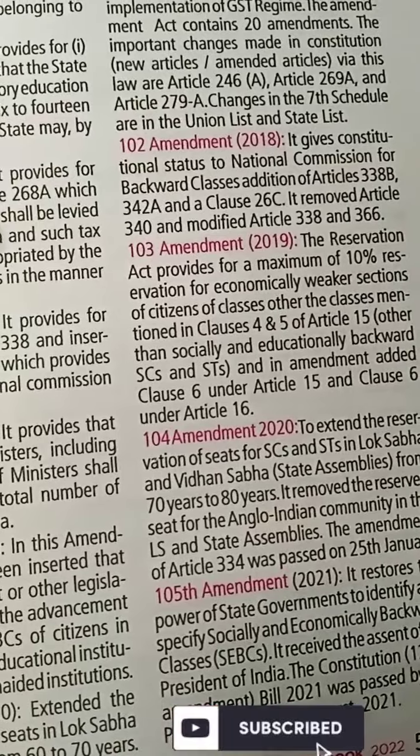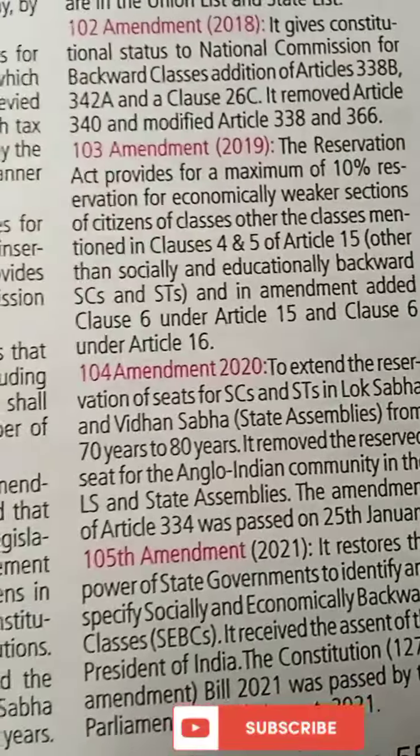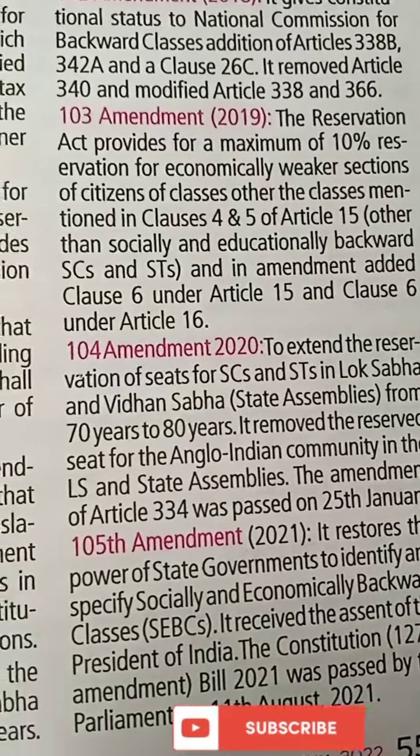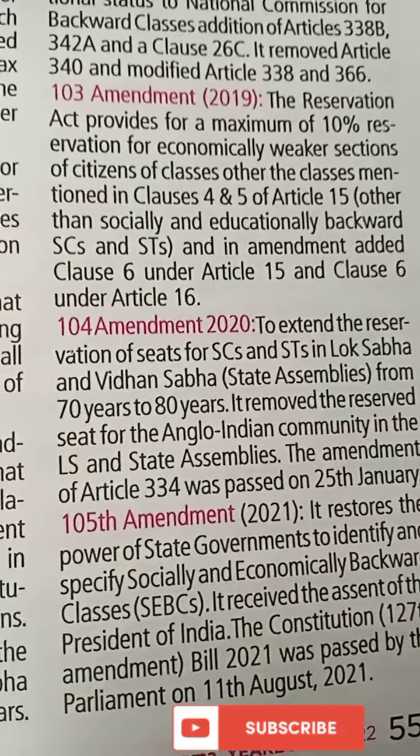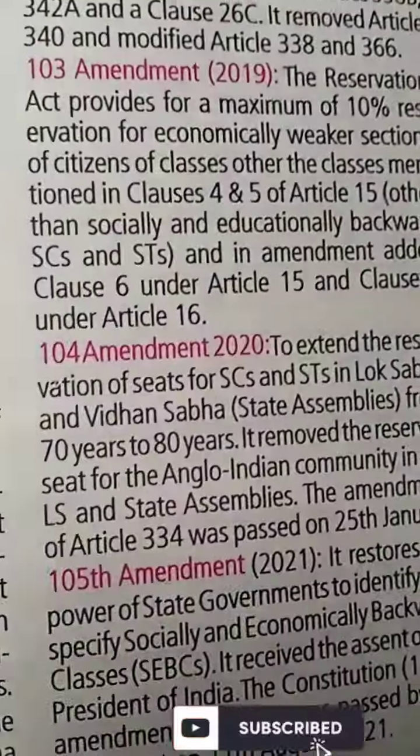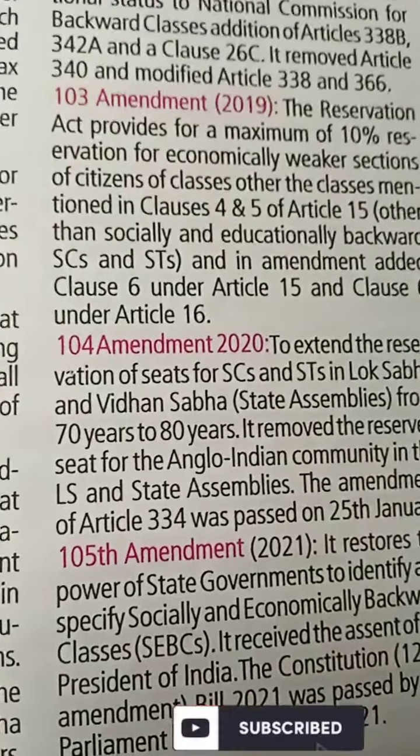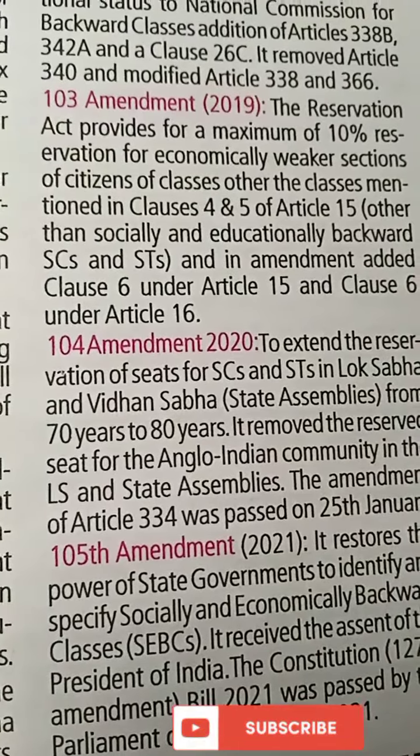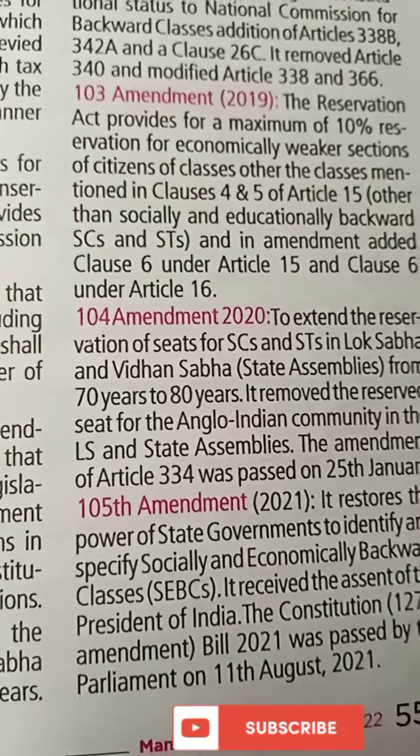103rd Amendment of 2019. The Reservation Act provides for a maximum of 10% reservation for economically weaker sections of citizens, other than the classes mentioned in clauses 4 and 5 of Article 15, that is, the socially and educationally backward classes, SC, ST and OBC. The amendment added clause 6 under Article 15 and clause 6 under Article 16.